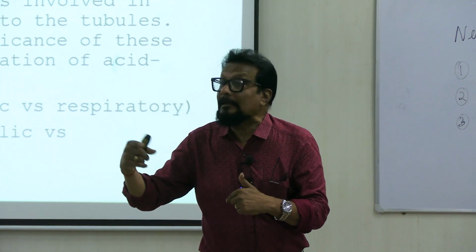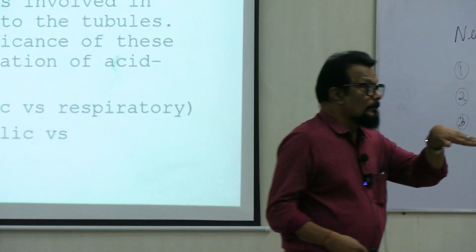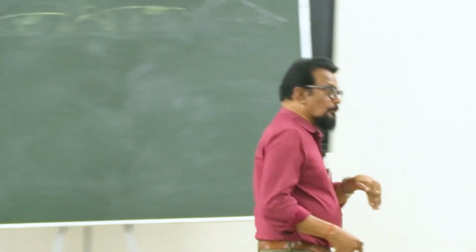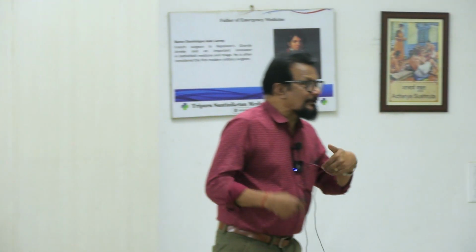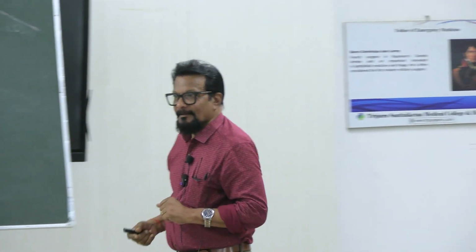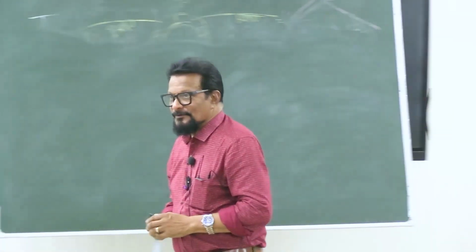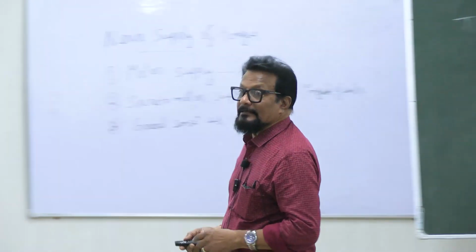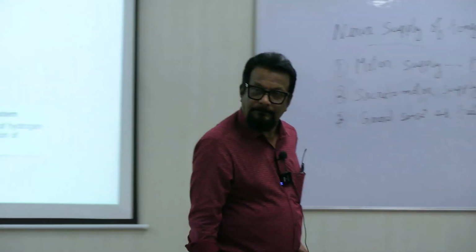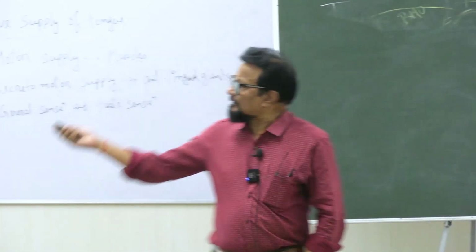If the pH goes beyond 7.45, it is alkalosis. If the pH comes down below 7.35, the condition will be acidosis. So to prevent alkalosis and acidosis, what has to be done? It has to be controlled. So we have some controlling mechanisms. What are these controlling mechanisms?